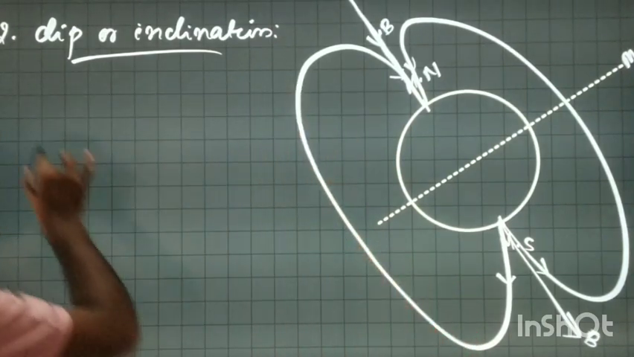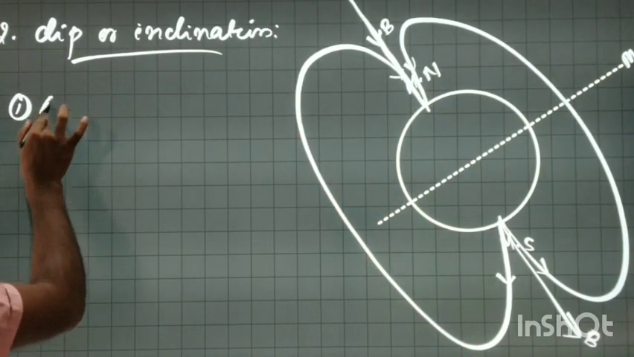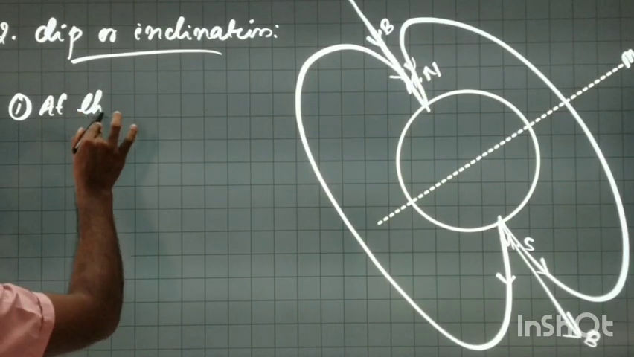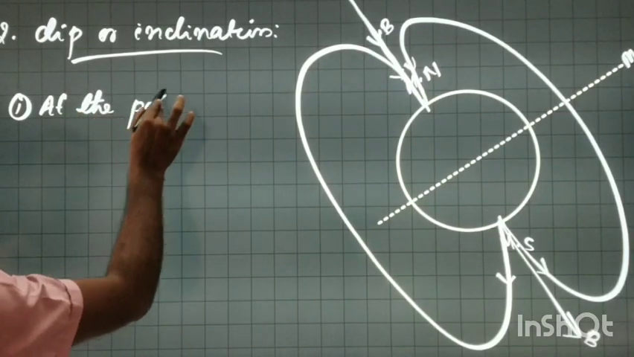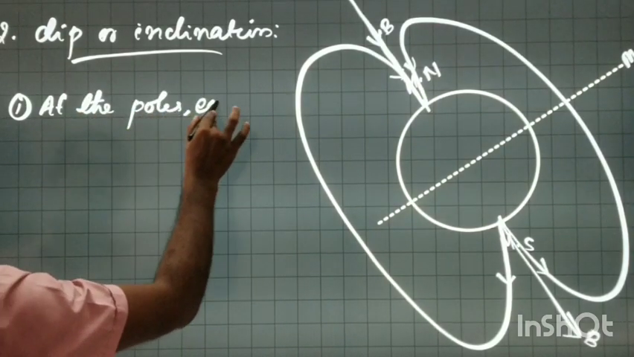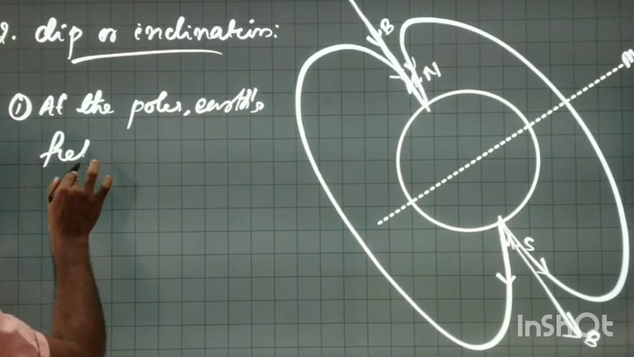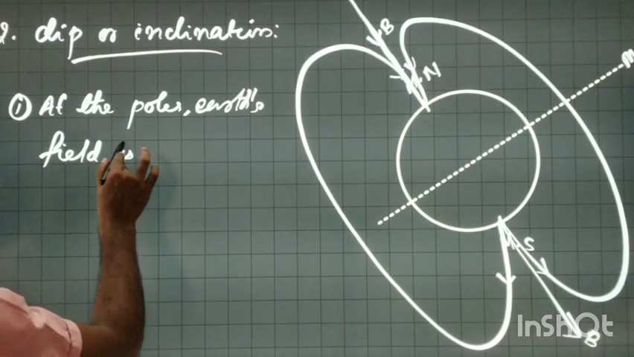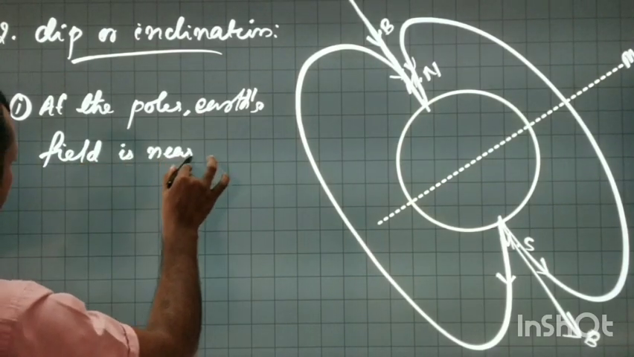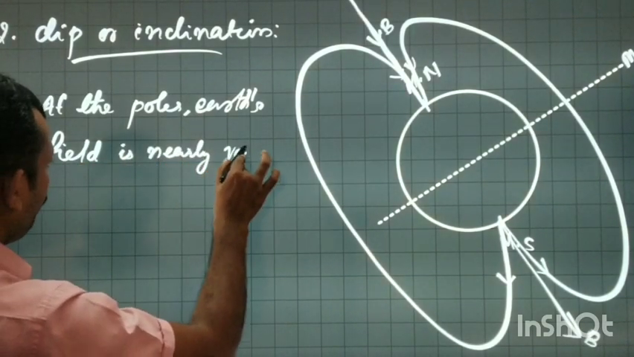So the first point I want to say regarding the Earth's magnetic field is that at the poles, Earth's field is nearly vertical.